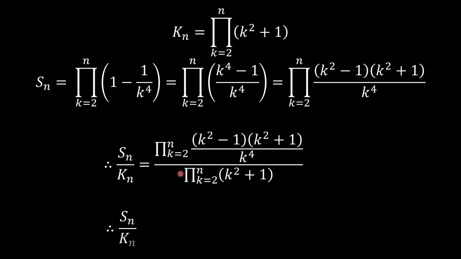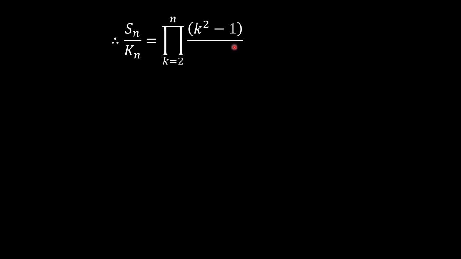So in other words, this is the same as the product from k equals 2 to n of, as you can see, this k squared and this k squared divide, so they cancel each other, and you have k squared minus 1 over k to the 4th. And you multiply this throughout. Okay? So this is where we've come to.